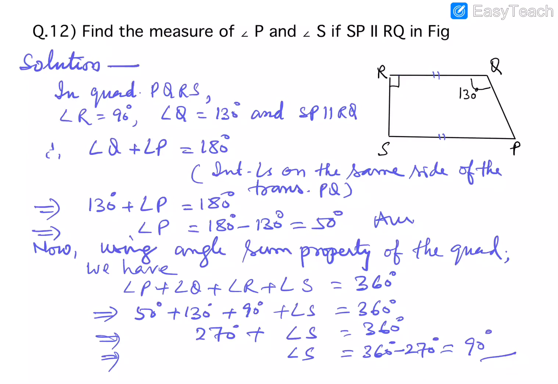It means angle R is 90 degree and angle Q is 130 degree, and we have to calculate angle S and angle P. Since in this quadrilateral PQRS, angle R is 90 degree, Q is 130 degree, and SP is parallel to RQ, and therefore angle Q plus angle P is equal to 180 by this reason. Q is 130, so P is 50 degree.